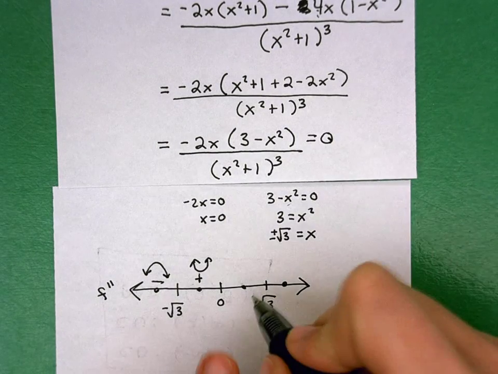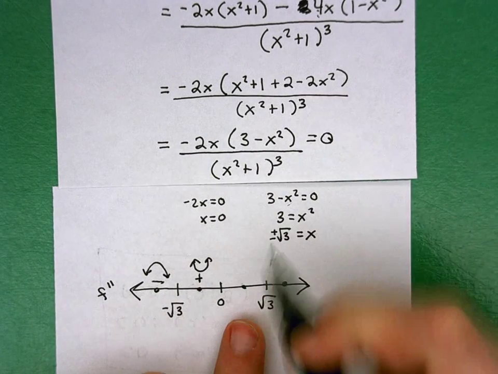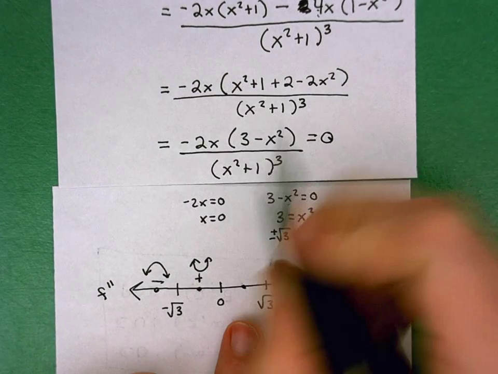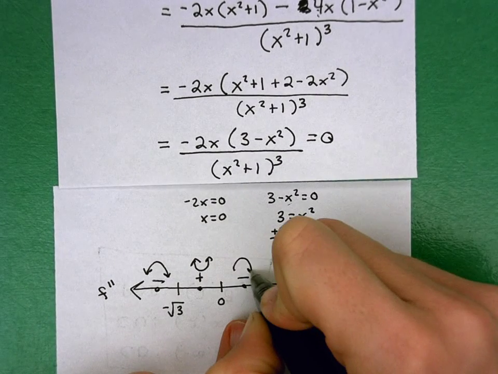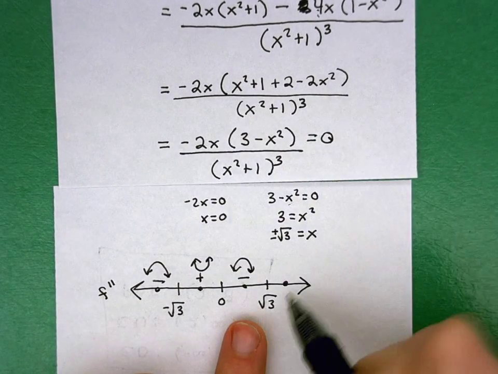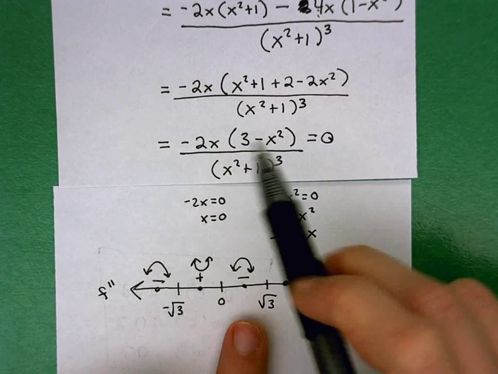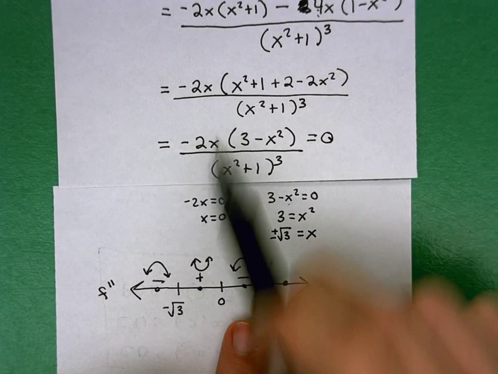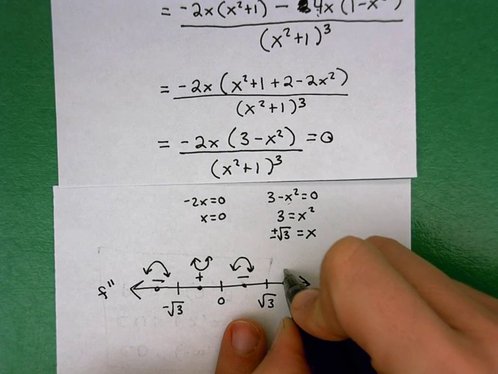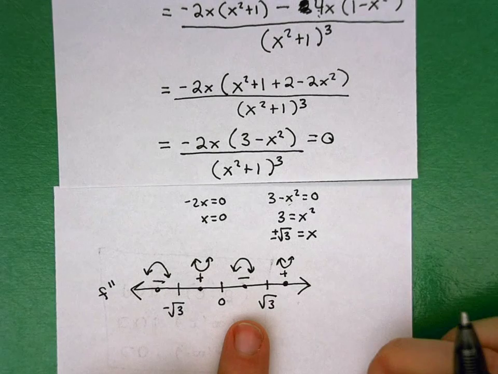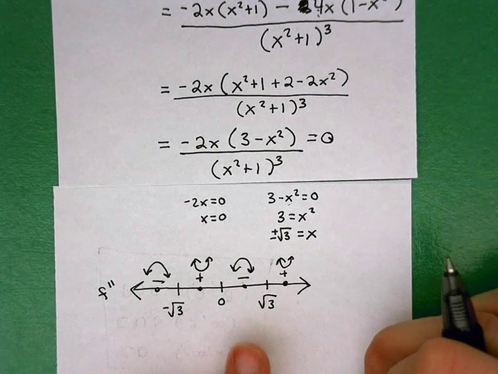Positive times a positive divided by a positive is a positive, and so I know I'm concave up. Okay. Then we have 1 in between 0 and root 3. When I plug in 1, I get a negative times a positive divided by a positive, which is a negative. And right of root 3, I've got, say, 2. When I plug in 2, I get negative times a negative, which is a positive, divided by a positive. And a positive divided by a positive is a positive, so we are concave up.